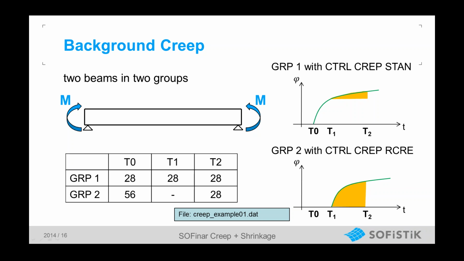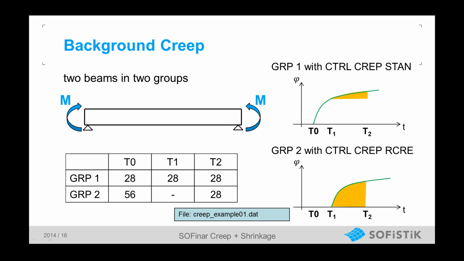We apply a bending moment on both sides. That means we have a constant moment over the whole system. We have two beam elements, one in group 1 and one in group 2. The difference is that beam element group number 1 is more or less 20 days old when we apply the first load. The first load is 0, so nothing happens. At time step T1, after 28 days, we apply a second load, and the second load will be removed again after 28 days.